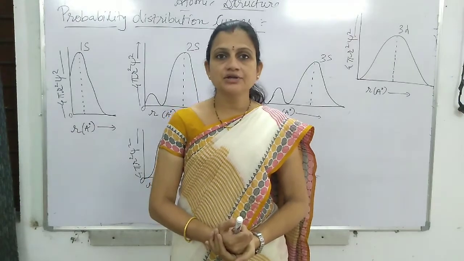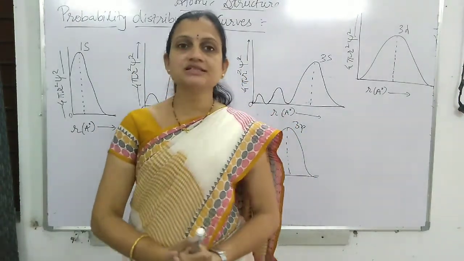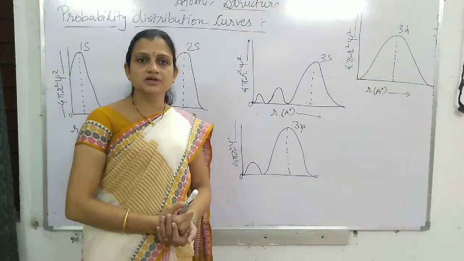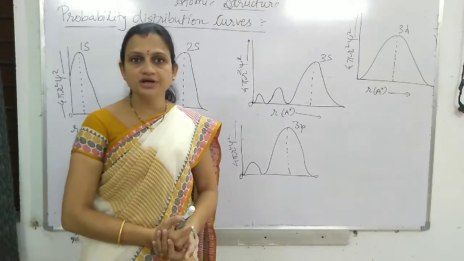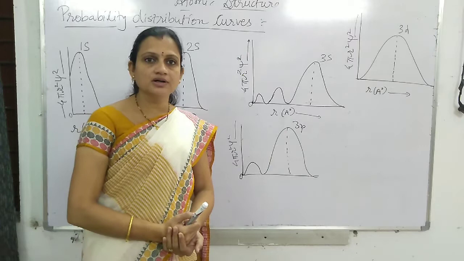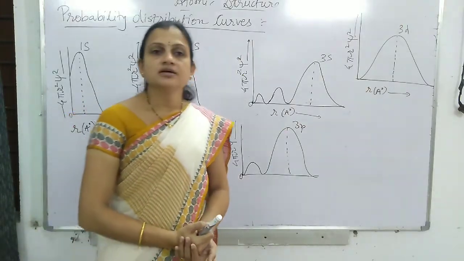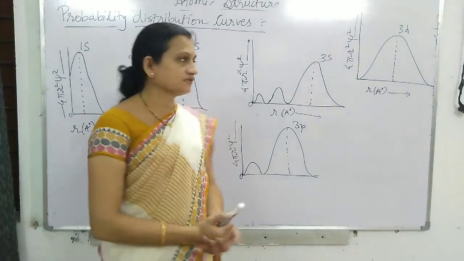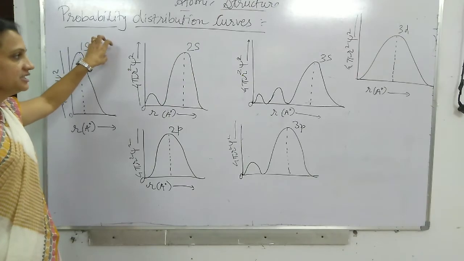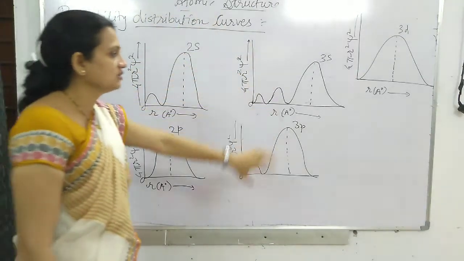Radial and angular wave function. Now this topic, probability distribution curve, is related somewhat to the radial and angular wave function. The radial wave function for various orbitals is known as the probability distribution curve. This probability distribution curve again depends upon the radial wave functions for various orbitals.